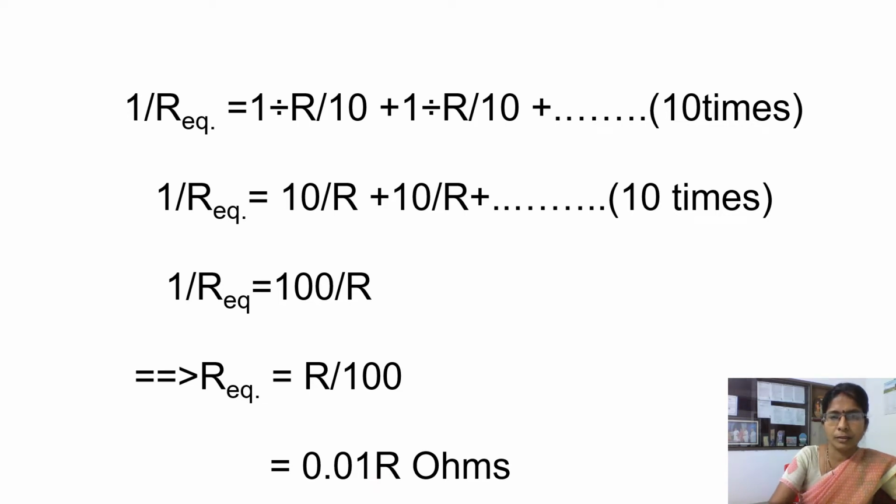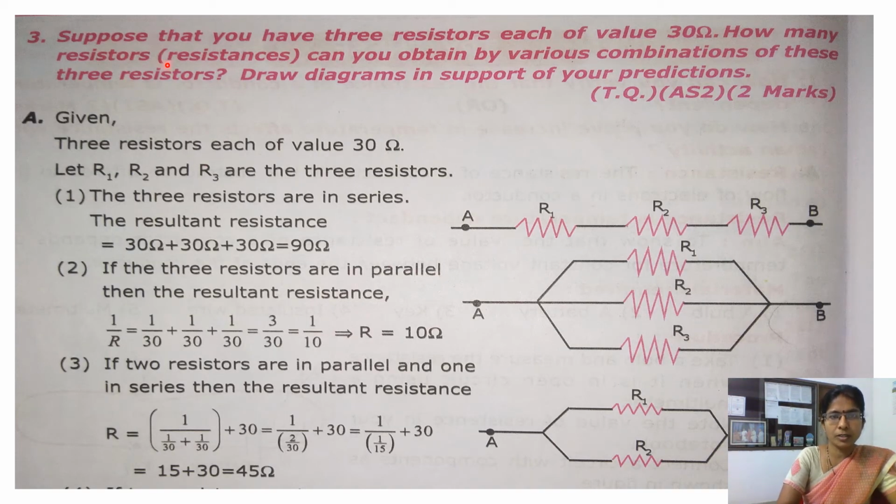Okay. The next question is, suppose that you have 3 resistors, each of value 30 ohms. How many resistors can you obtain by various combinations of these 3 resistors? Draw diagrams in support of your prediction. So here 3 resistors each of 30 ohms is given, and you have to find out the various combinations that are possible when using these 3 resistors, and you must also draw the diagrams to support the possibilities which you are guessing.